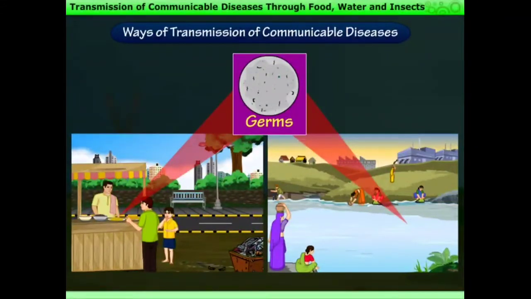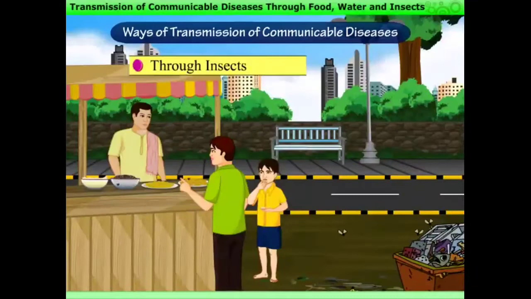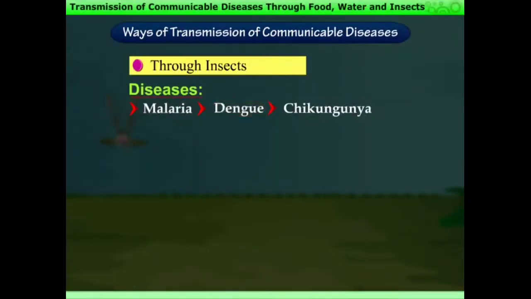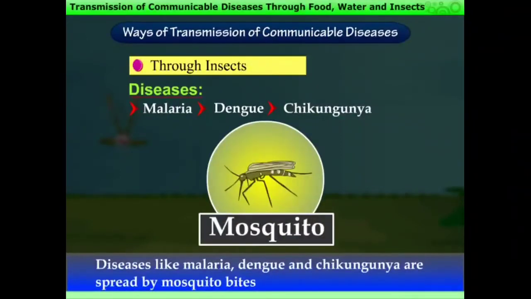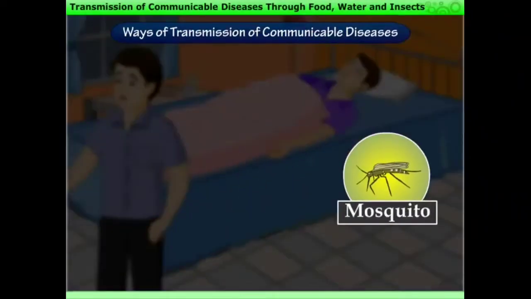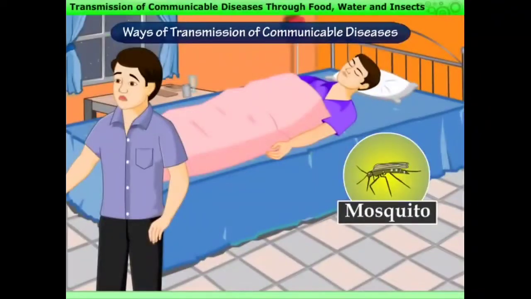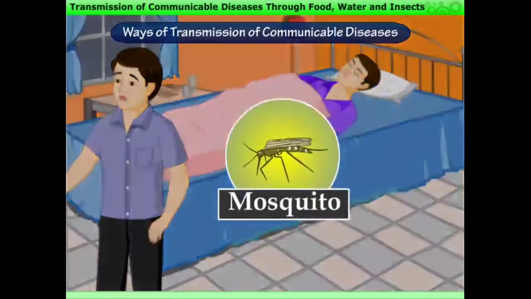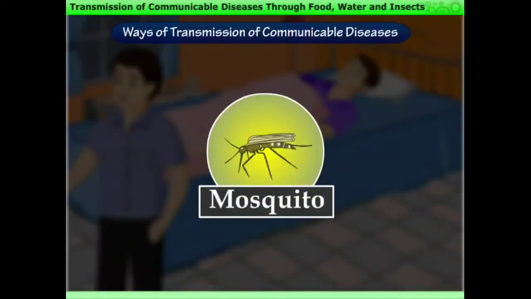One more way of spread of diseases is through insects. Houseflies carry the germs from garbage cans and deposit them on uncovered food and other items. Also, diseases like malaria, dengue, and chikungunya are spread by mosquito bites. Some mosquitoes act as a carrier for disease-causing germs. That means when a mosquito bites a sick person, it sucks blood along with the germs of the disease. And when the same mosquito bites a healthy person, it transmits the germs of the disease into the blood of that person. However, all mosquitoes do not spread these diseases.